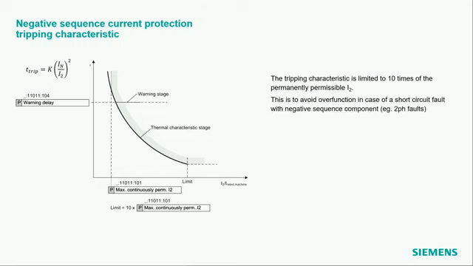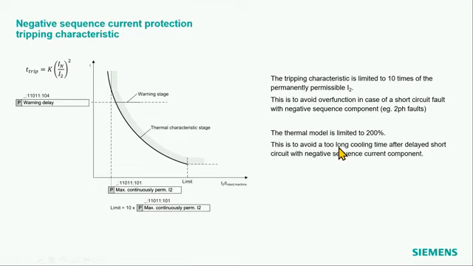It's to avoid overfunction in case of a short circuit fault, and also so that it does not take infinite time. Not infinite, but a very big time, for the temperature to come down again if the short circuit is gone, for example. Therefore, we also limit the model to 200%. So it is working in the range of maximum 100%, but not more. It's not a protection against short circuits, basically. Therefore, we have these limits on the ends again.